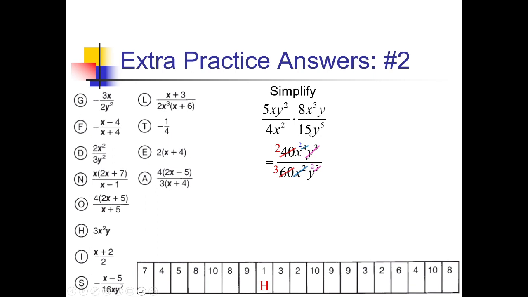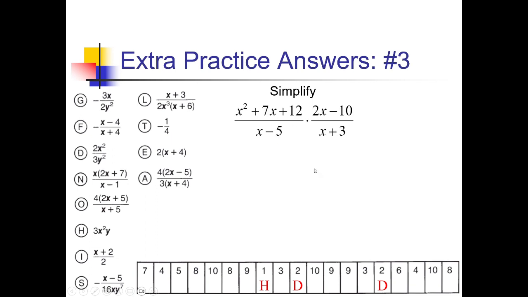So what do we have? We have a 2 and an x squared in my numerator. And in the denominator, we have a 3 and a y squared, so 2x squared over 3y squared, which is going to give us D right here. So that goes in spot number 2. And we have to be careful because some of these have multiple spots. There's another 2 over here that also gets a D.